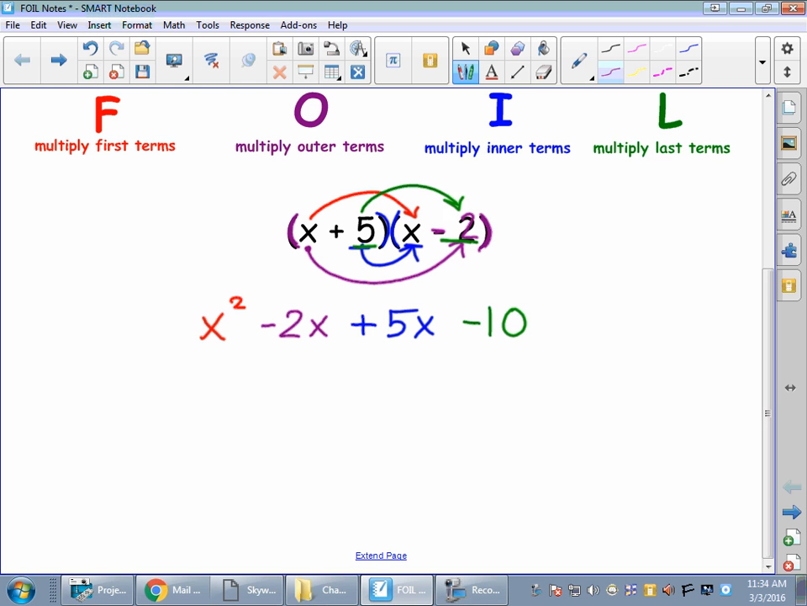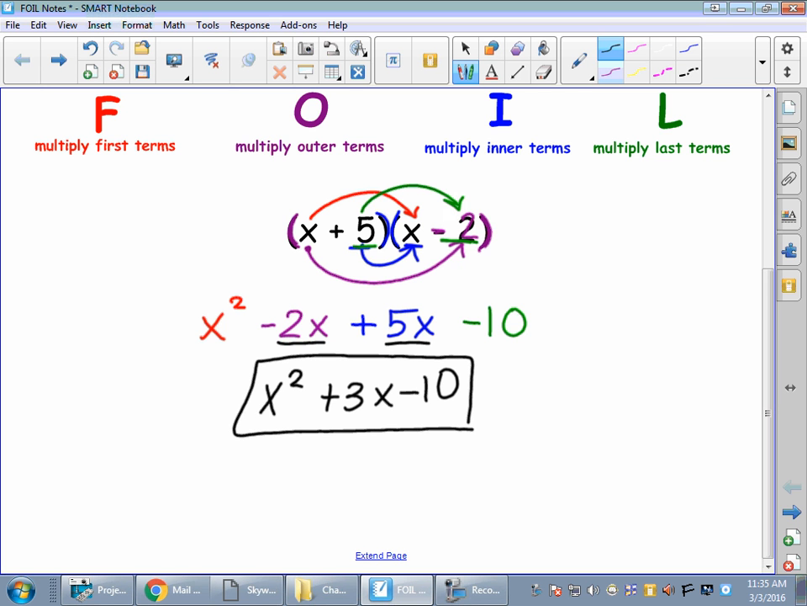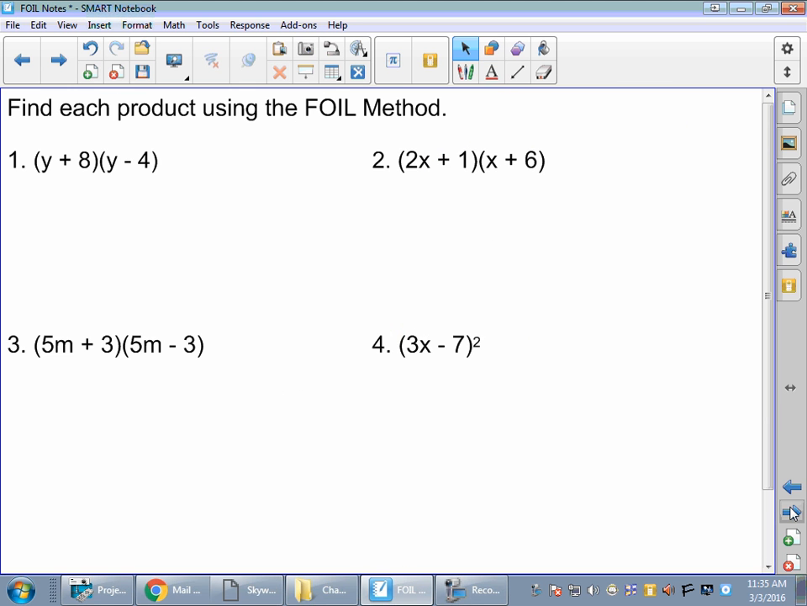So you should have 4 multiplications. And just like before, the 2 middle terms you can combine usually. And so a negative 2x and a positive 5x leaves us with a positive 3x. And so we have a trinomial answer, x squared plus 3x minus 10. So today is just going to be about practicing that FOIL. So all of them today will be binomial times binomial products. So look at number 1 here.